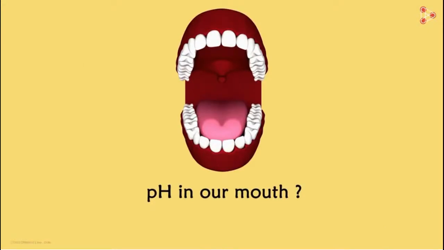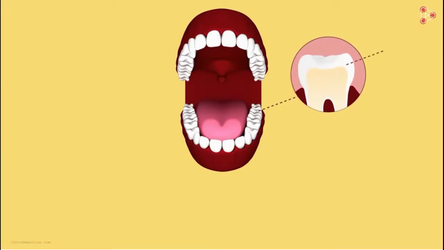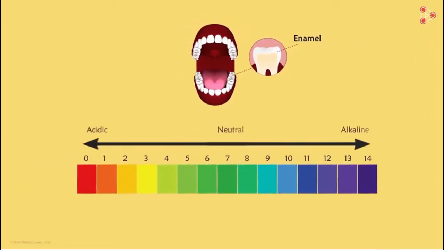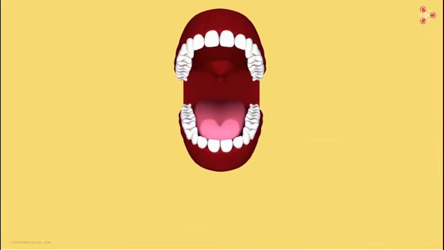And the next application is tooth decay. If the pH of our mouth is less than 5.6, it leads to tooth decay. Our tooth enamel is the strongest substance. It is made up of calcium phosphate. When we eat food, some food materials are left between the teeth. So bacteria in our mouth produce acid, and due to this the acidity of our mouth increases.